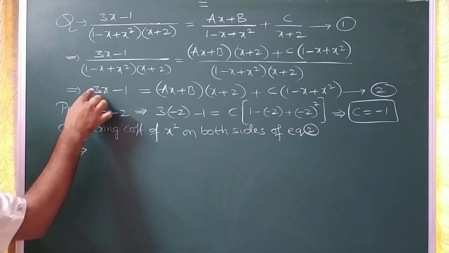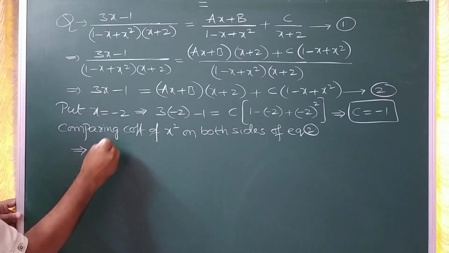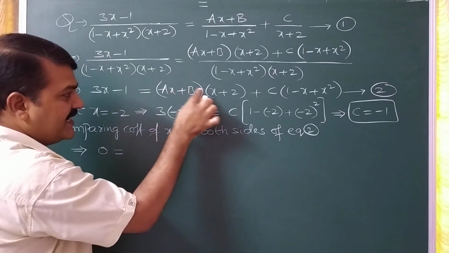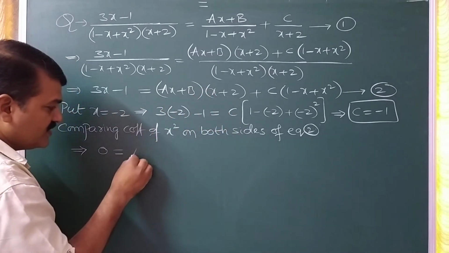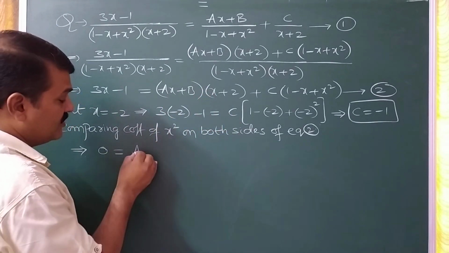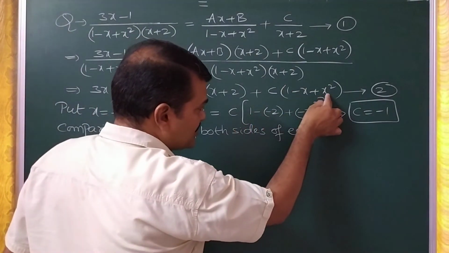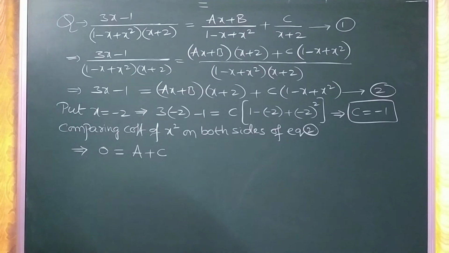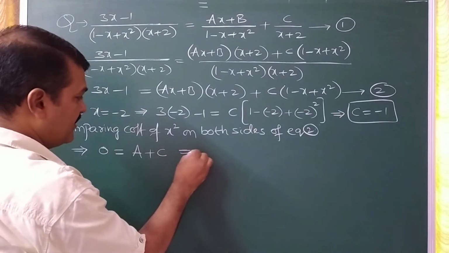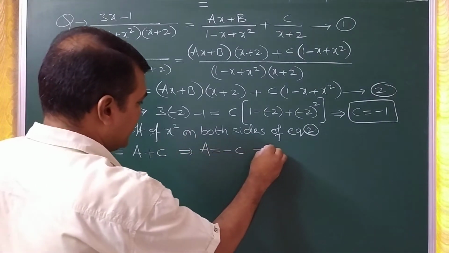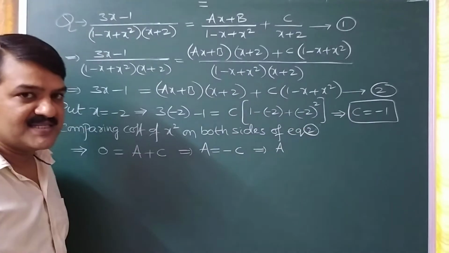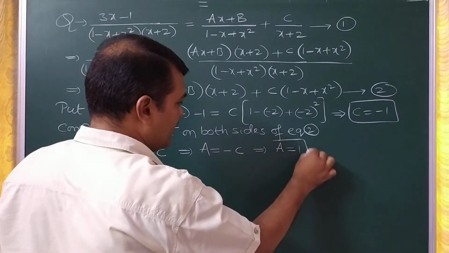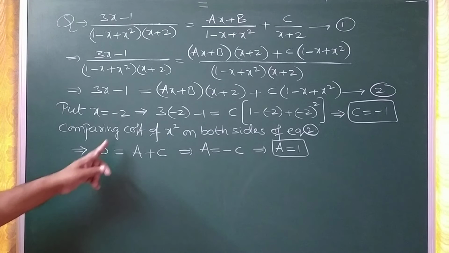The x square coefficient in the LHS is 0 because we don't have x square. On the RHS, when you multiply these two, A x into x you will get A x square, no? So A is the coefficient. Next, here C into x square is there. When you multiply you will get C into x square, so the coefficient is C. Already we know C. So therefore we can write A is equal to minus C. Already we know C as minus 1, so A is equal to minus of minus 1. So you will get A as 1. So the x square comparison is over.